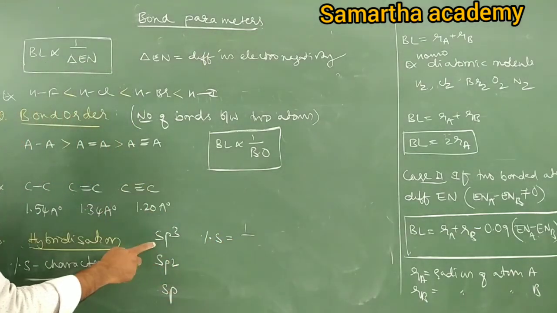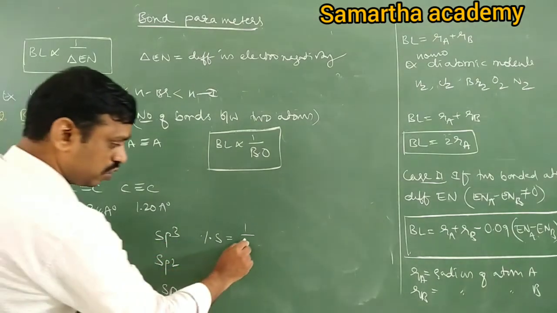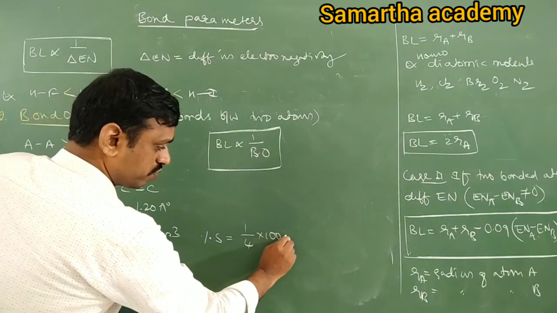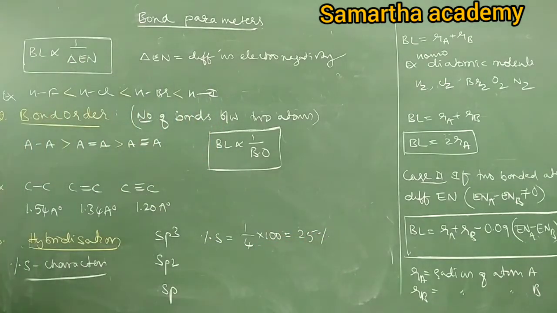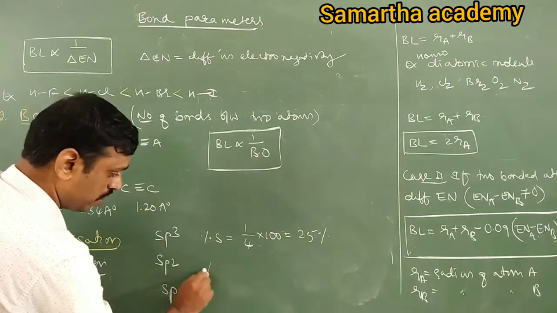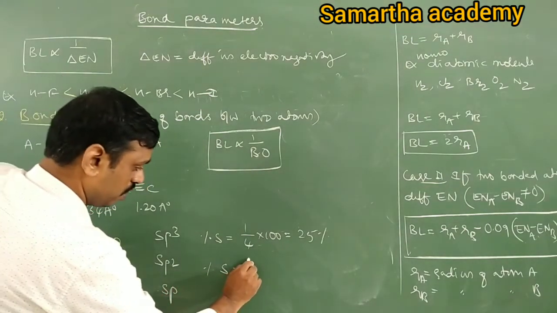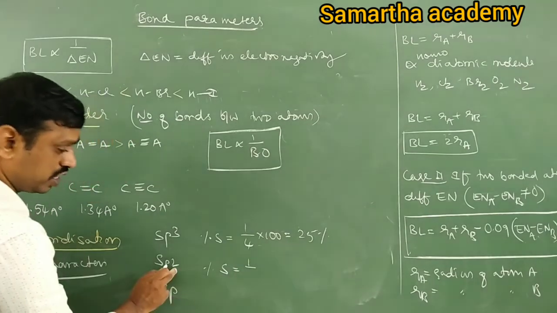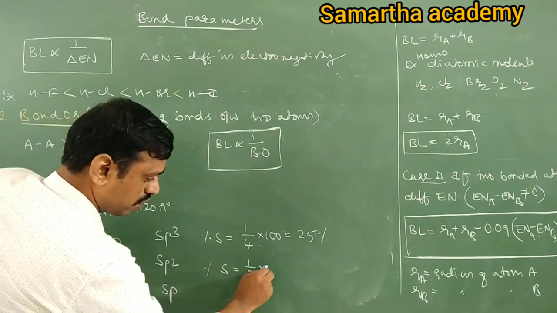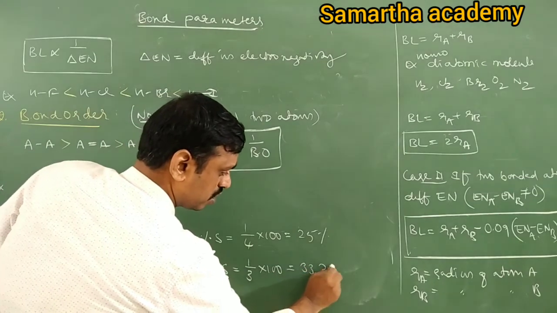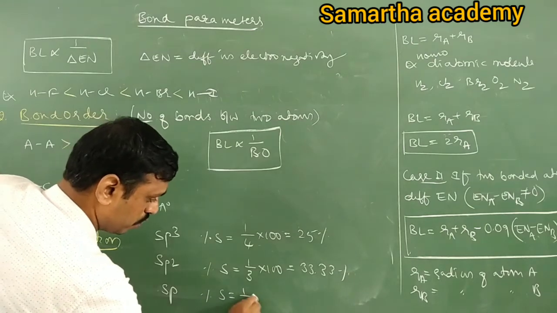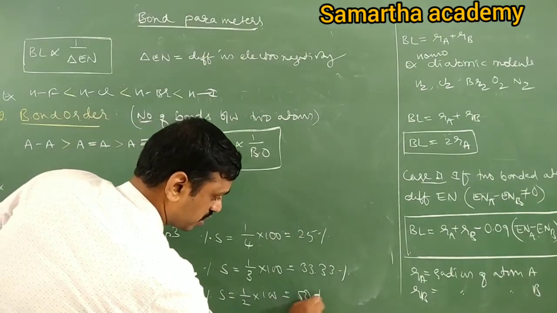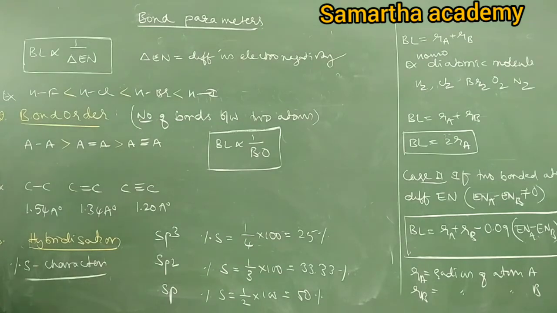How many total parts are there? 1 s part, 3 p parts. Total parts are 4, into 100 because we want percentage, that is 25. s percentage is 25. Similarly for sp2, 1 is s, 2 is p, total is 3. It is 33.33 percent. Similarly for sp, 1 by 2 into 100 is 50 percent. You can calculate for any given hybridization also.